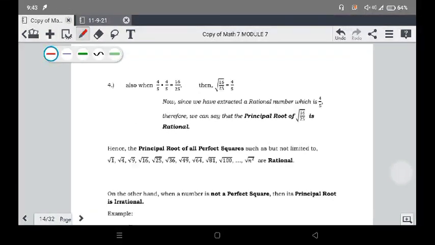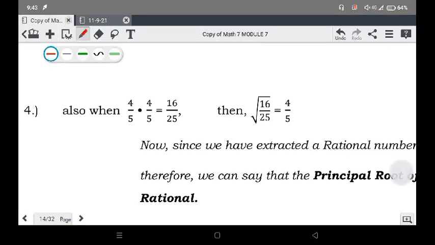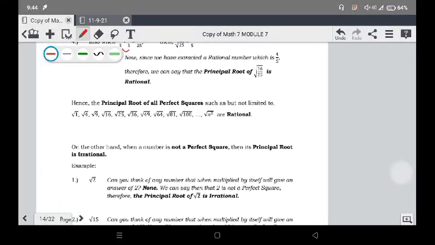Next. Okay. What if we have a fraction? Okay. So supposing when we have a fraction 4/5 times 4/5, of course we multiply 4 times 4, which is 16, and 5 times 5, which is 25. And we know that 16 and 25 are perfect squares. Okay. So if we take the square root of 16 over 25, we will have 4 over 5. Just get rid of the square root. Hence, the principal root of all perfect squares, such as but not limited to these numbers, are all rational numbers.